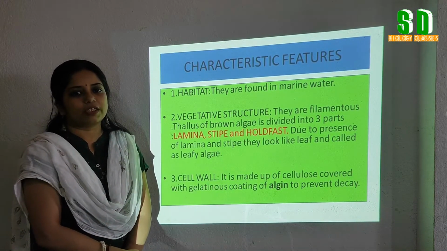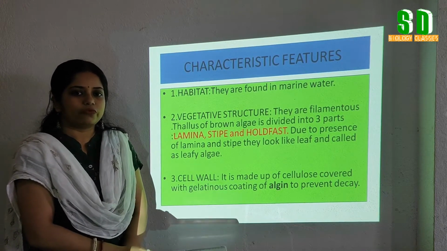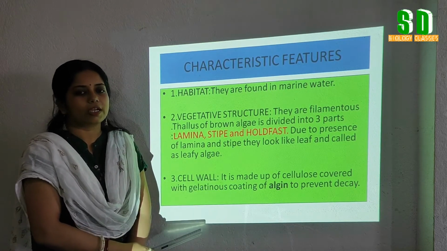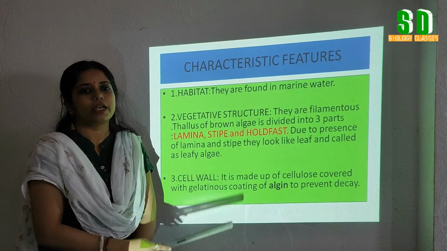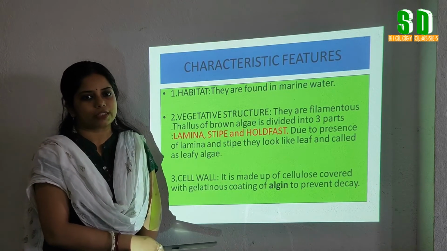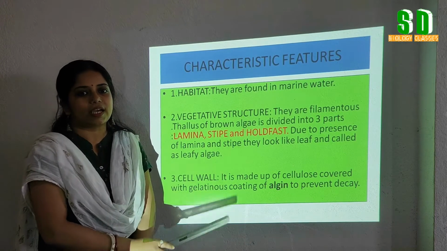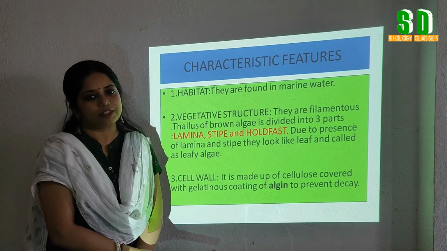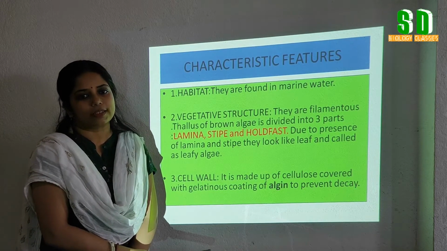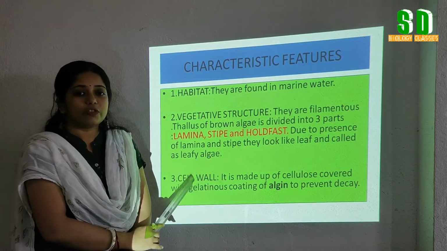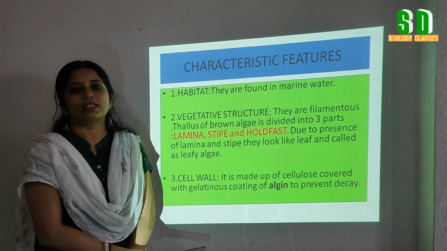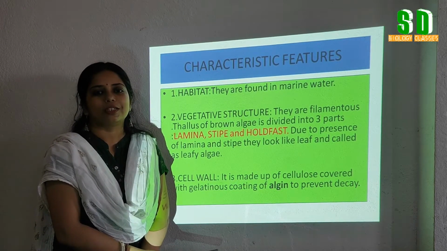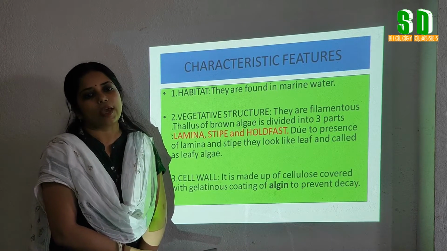The thallus is divided into three parts: the holdfast, by which they are attached to the substratum, the lamina, the leaf-like part, and the stipe, the long stalk-like part just after the holdfast. Due to this lamina and stipe, they almost look like the leafy members of the plant kingdom, and that's why they are also called leafy algae. If we observe each cell, the cell wall is made up of cellulose, and there is another layer of gelatinous material known as algin.